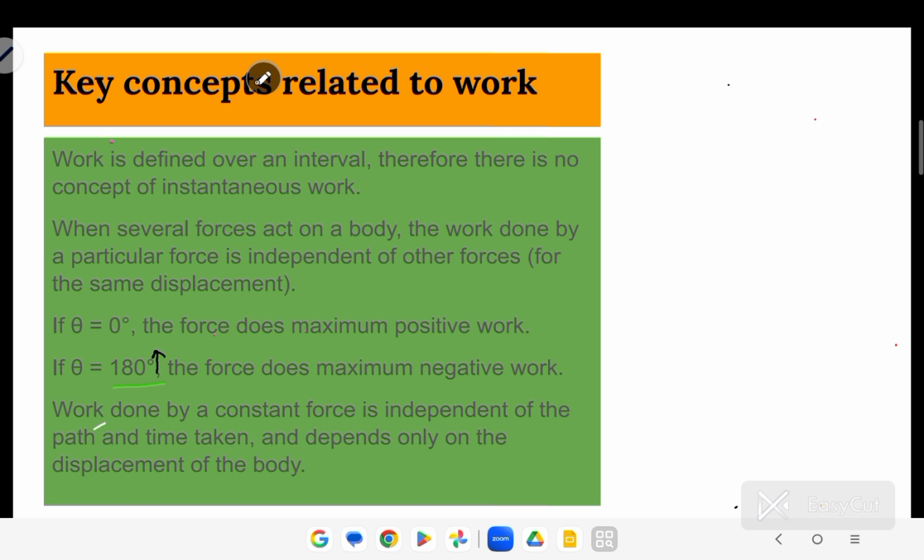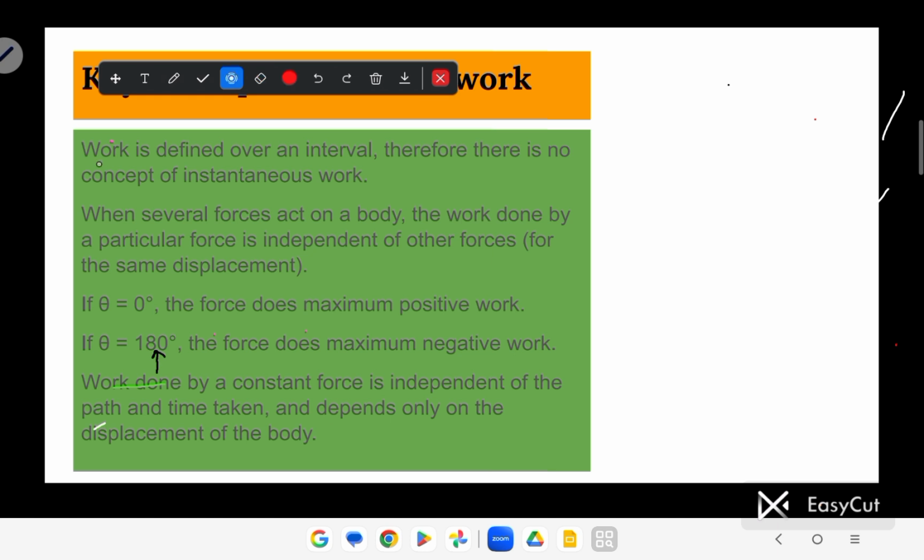So we are going to talk about the concepts related to work. First of all, the work is defined over an interval. So, the key idea, what is it? The work is defined over an interval. Therefore, there is no concept of instantaneous work.